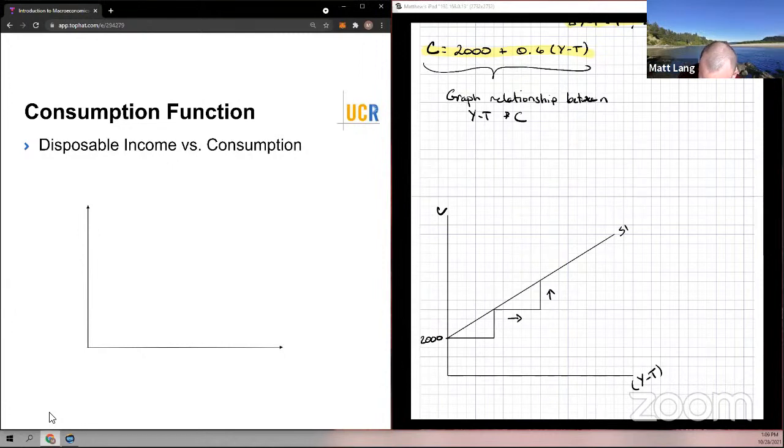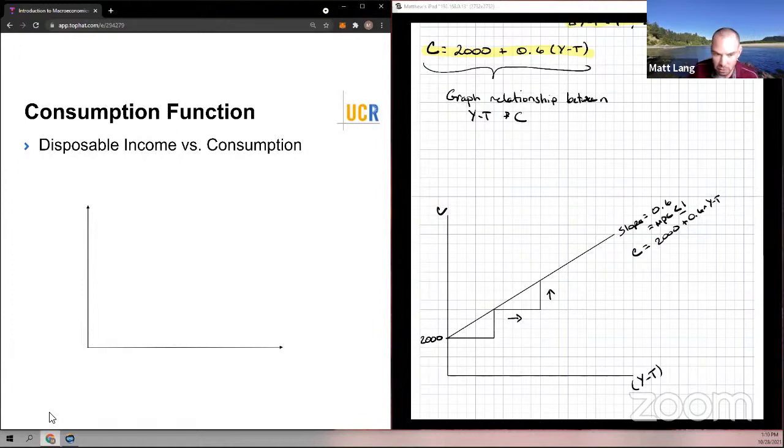So now we have a slope equal to 0.6, which is our marginal propensity to consume, which is always going to be less than what? We're not going to spend $1.50 when we get an additional dollar of income. You could say less than or equal to 1. So this slope is our marginal propensity to consume, and this C, our consumption line, is simply 2,000 plus 0.6 times y minus t. That's it.